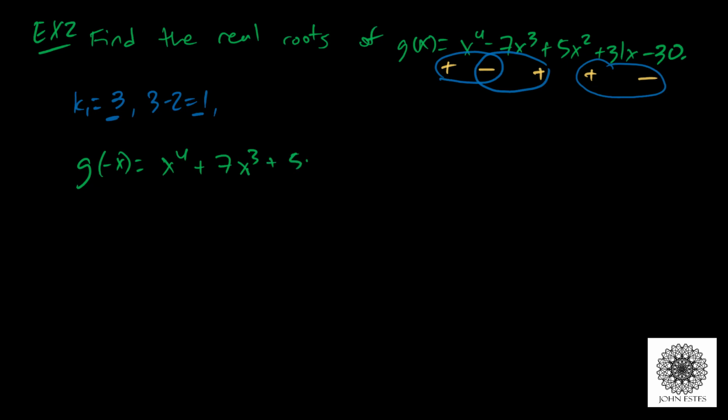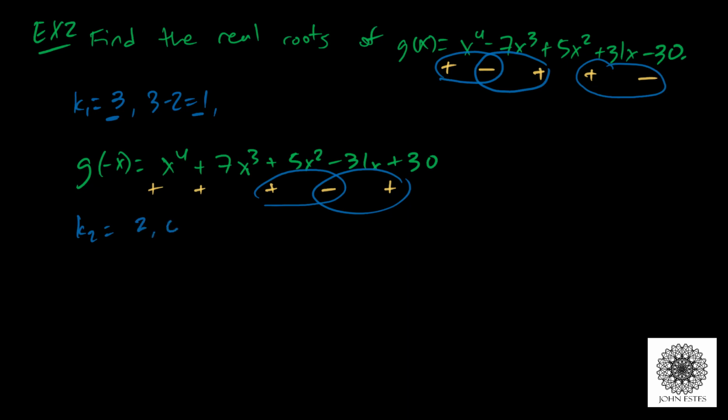And we have plus 5x squared minus 31x plus 30. Now, if I look at my variations in sign here, let's see, I want positive, positive, positive, nothing so far. Oh, there's a negative and there's a positive. Okay, so that means I have 1, 2. That means my k2 value is either going to be 2 or 0 negative real roots.